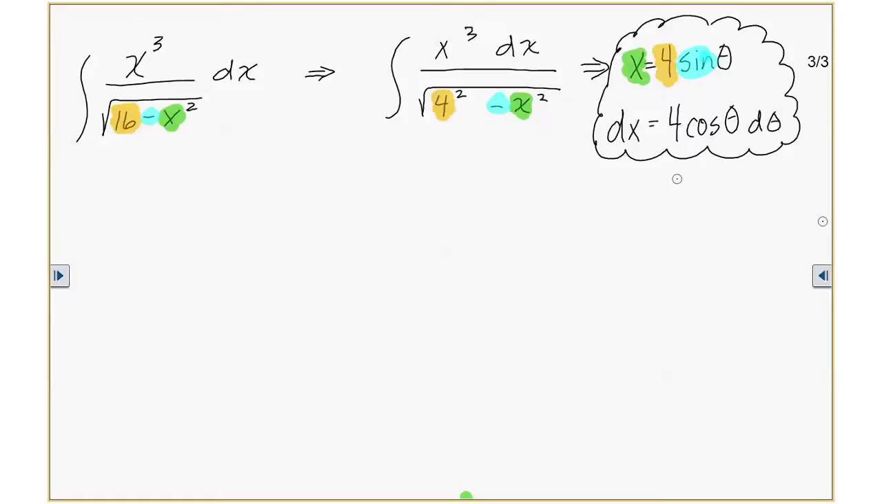Now, wherever there's an x or anything that's relatable in this original problem, I want you to substitute in x and dx. Go ahead and do that. That means instead of x cubed, you're going to have what? 4 sine theta quantity what? Cubed. So plug in everything you can using theta. We're putting everything in terms of theta now.